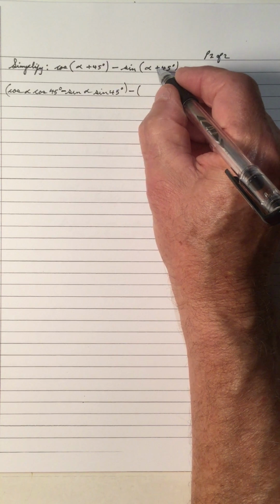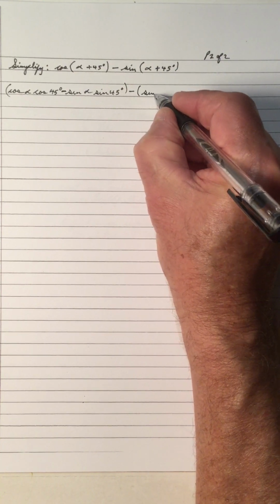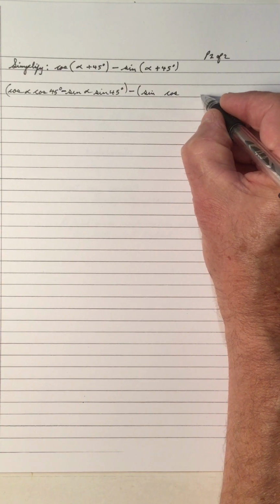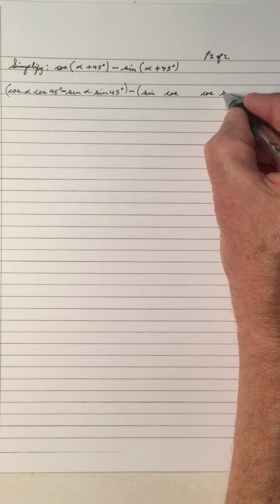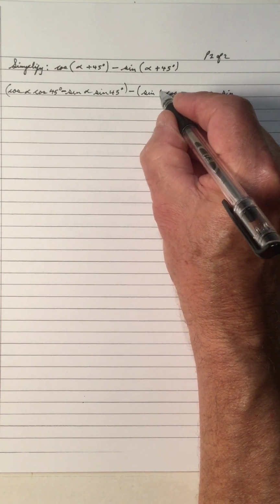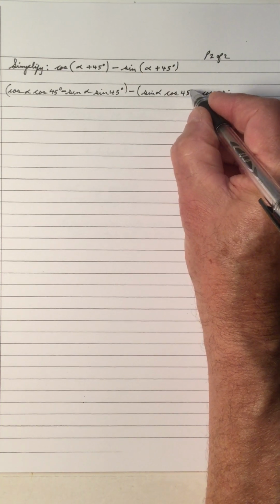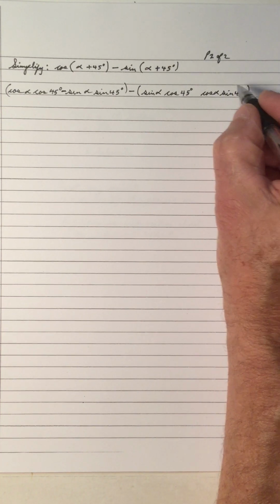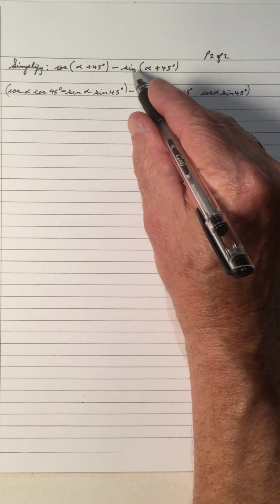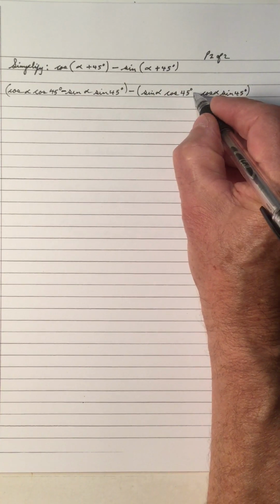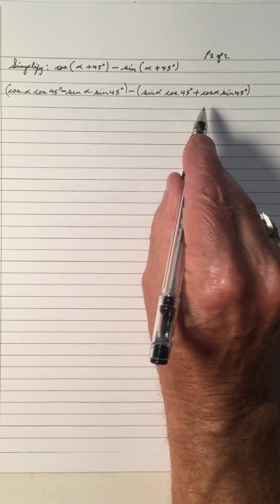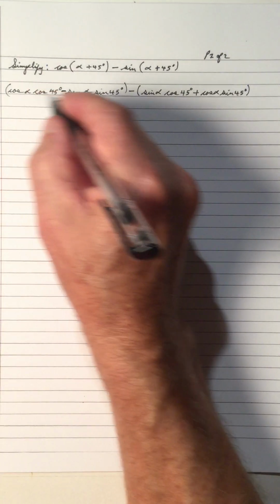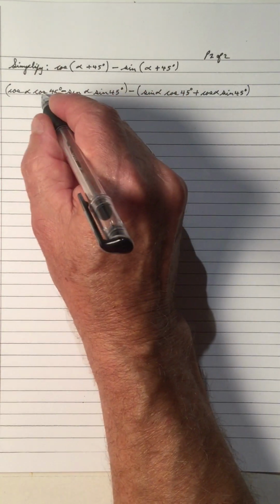The sine of the addition is sine alpha cos 45, plus cos alpha sine 45. And in the sine formula, if you have a plus, it stays a plus. Now we can do the subtraction first, or we can simplify the cos and sine of 45.